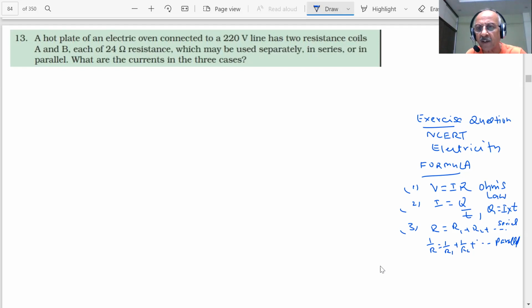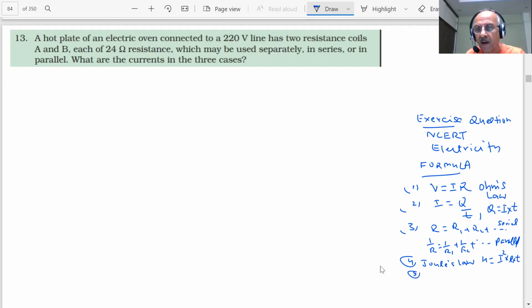Then you studied Joule's heating law. Can you tell me the formula for the heat produced by Joule's law? H is equal to I square R into T, students. We should learn this formula.